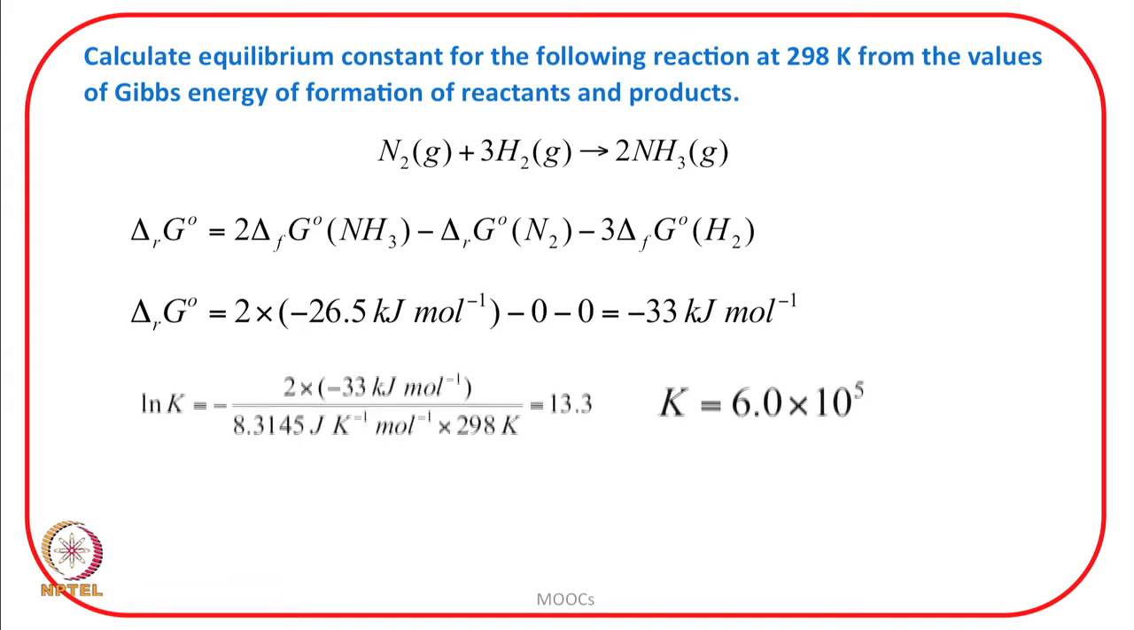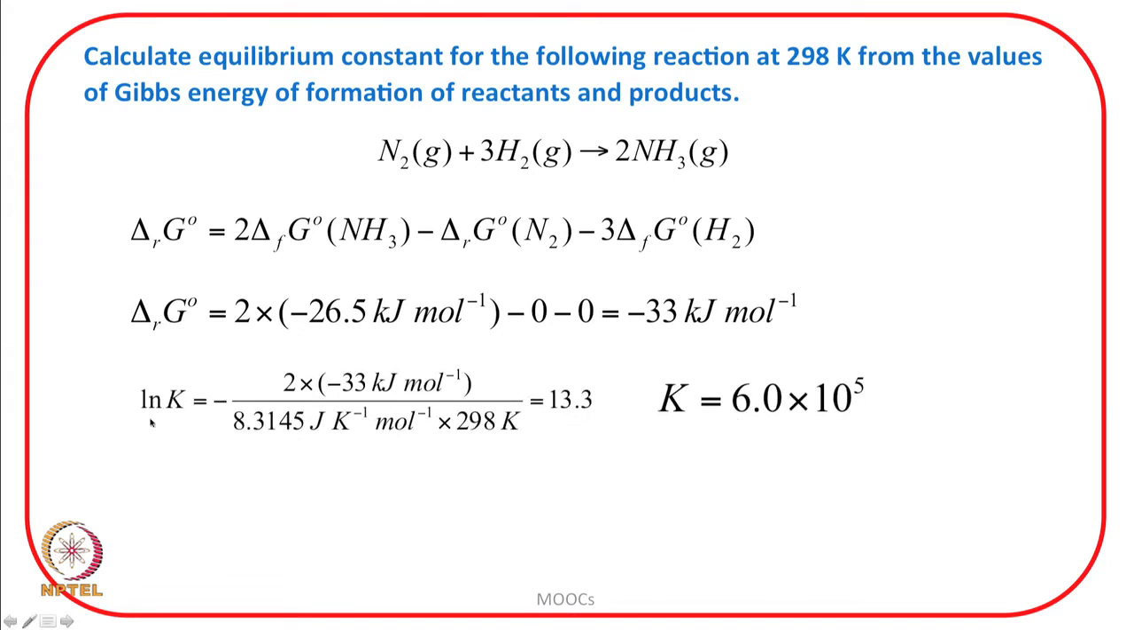And once you substitute into delta G naught is minus R T log K and get the value of log K, hence the K turns out to be 6 into 10 raised to the power 5. The formula that has been used here is delta G naught is minus RT log K. So, log K is minus delta G naught by RT and substitute the appropriate values.